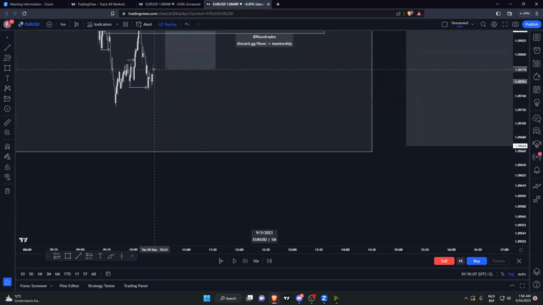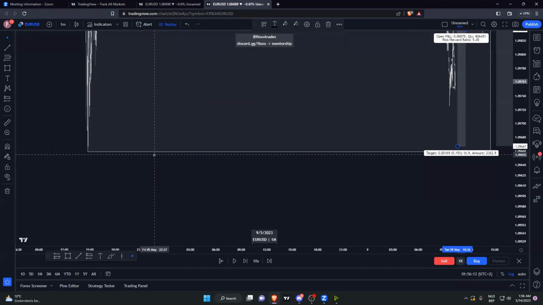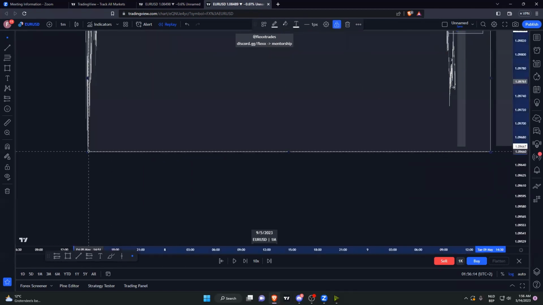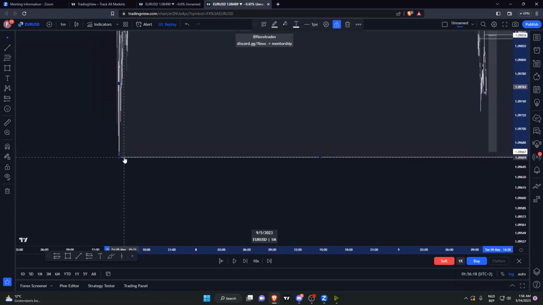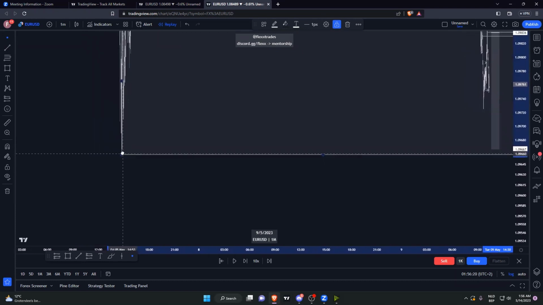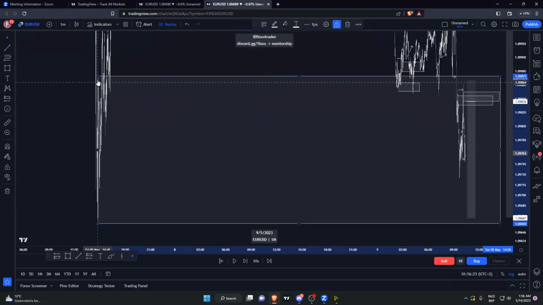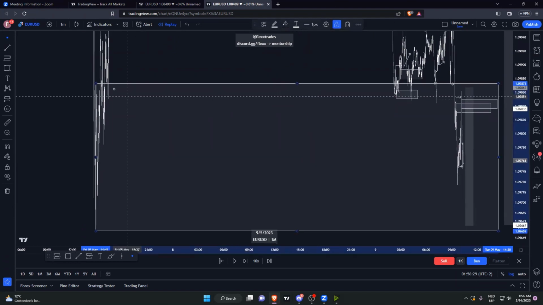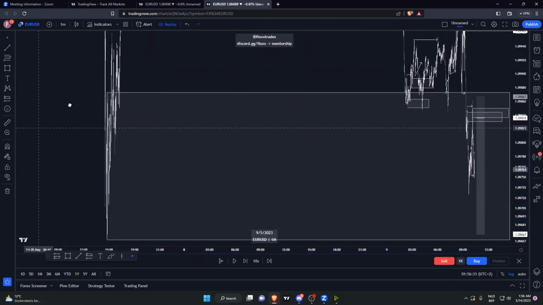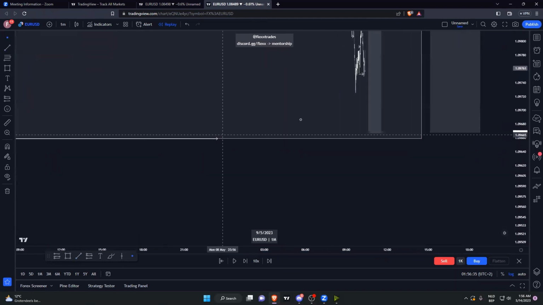Target was, where was the target? It was right here, right? Is that the 4-hour low? What the fuck? Why is it not working? What the fuck? Why can I not make this smaller? That doesn't make any sense, bro. But yeah. So it looks like this is my low, so we're targeting that, I guess.